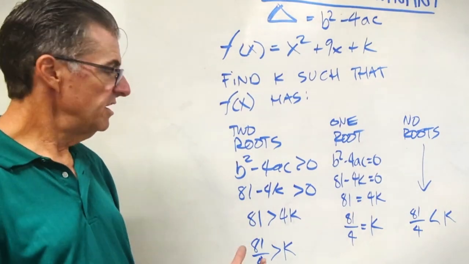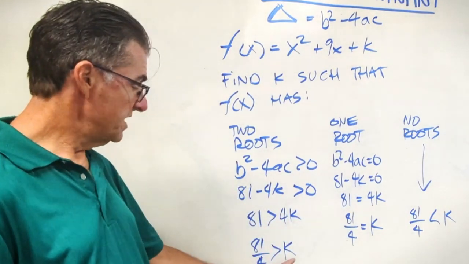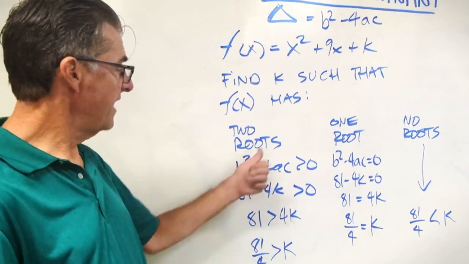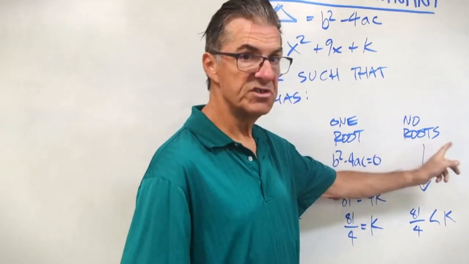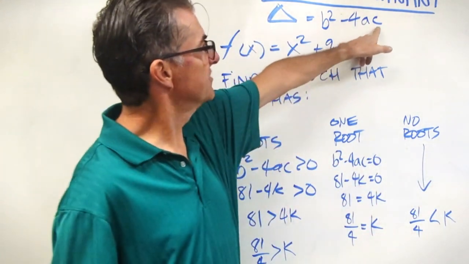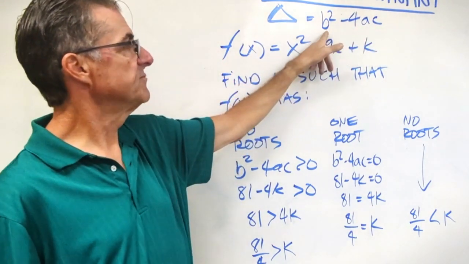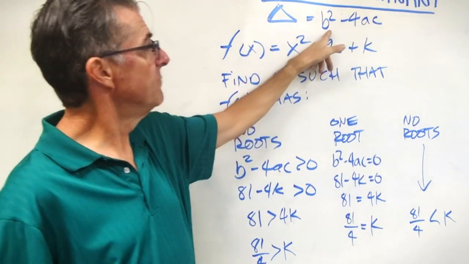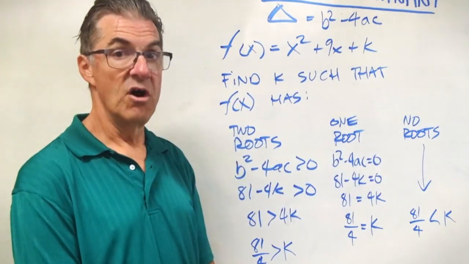The crux here is to realize that 81 fourths is the borderline. When k is less than that, we have two solutions, and when k is greater than that, we have no solutions. And the trick to realize there is that the k is right here. The bigger we make this, the more it's going to subtract from our b squared, and the more likely that the discriminant will be negative, which gives us no roots.